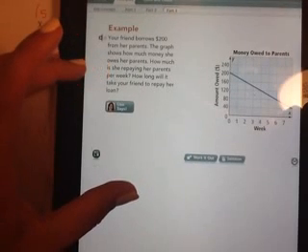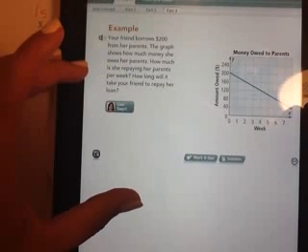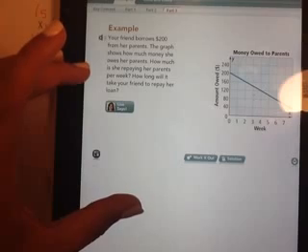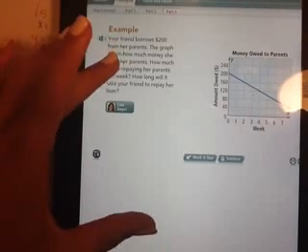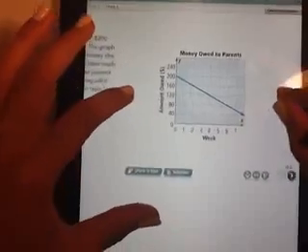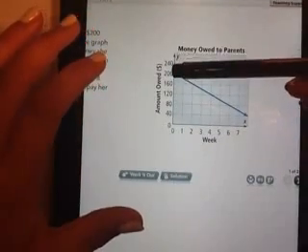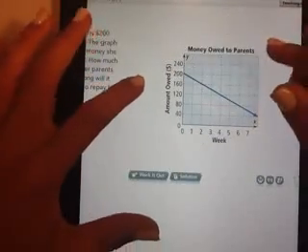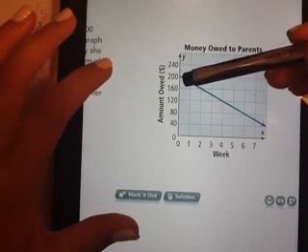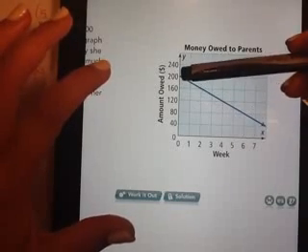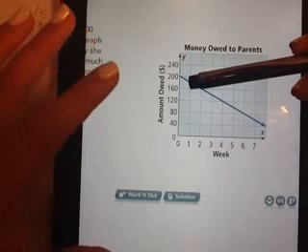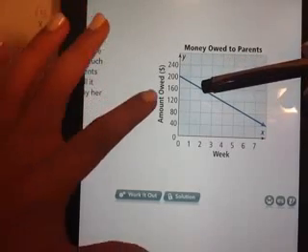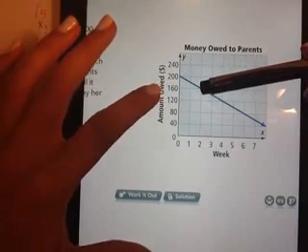Your friend borrows $200 from her parents. The graph shows how much money she owes her parents. How much is she repaying her parents per week? How long will it take your friend to repay her loan? So this is what she has to pay, and it's steadily decreasing over the number of weeks. Right now she owes her mother $200, but after week 1 she owes less. After week 2 we know she owes exactly $160.